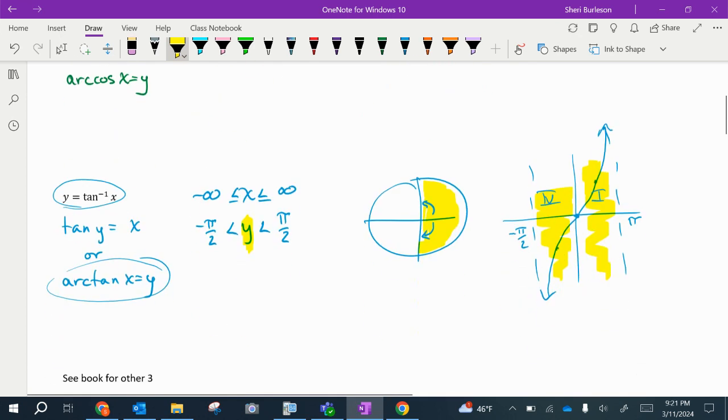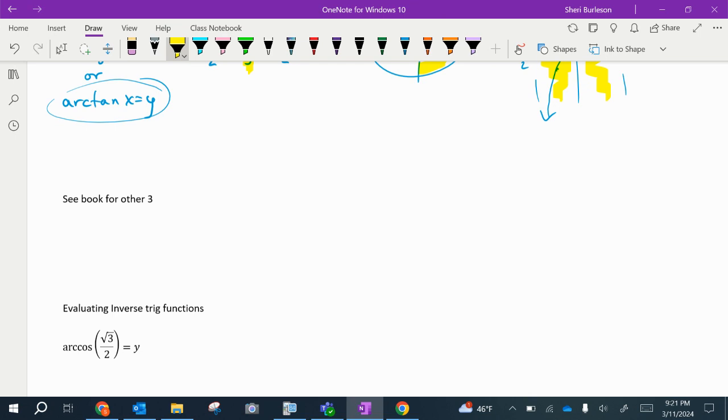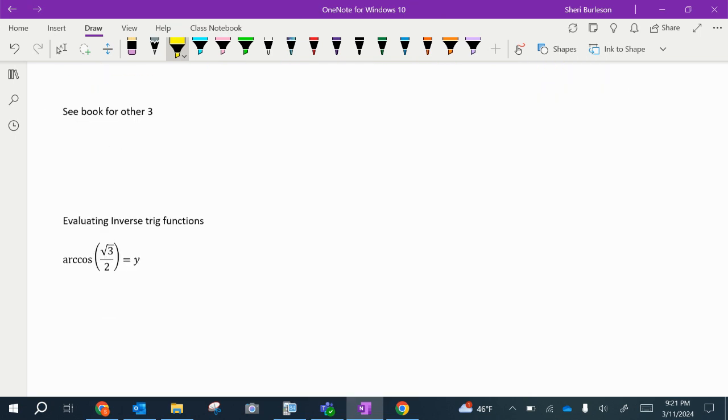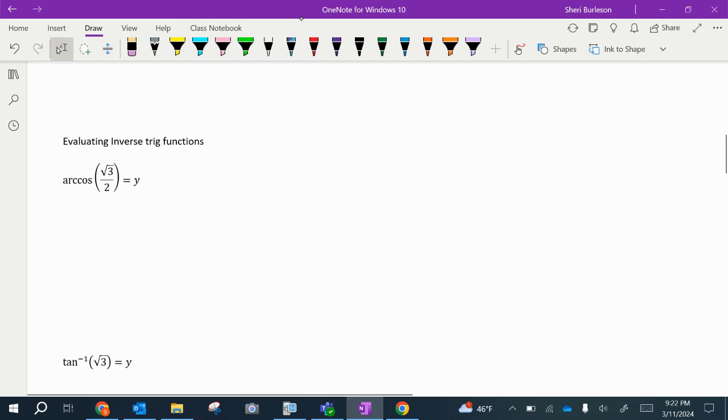These are the three that you really need to know. You can look in your textbook for the other three inverse trig functions. You will not be expected to do those on the in-class test. If they showed up on the take-home test, you would know where to look in the book to find them.